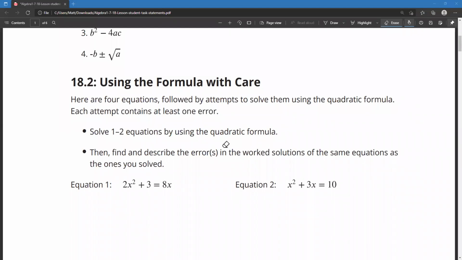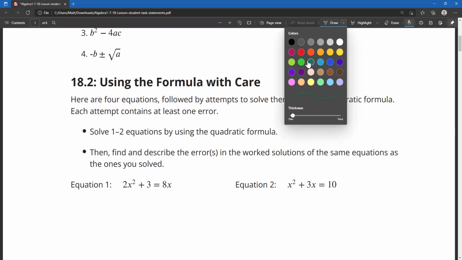This video is for activity 18.2, using the formula with care, quadratic formula, of course. For this activity, they give you 4 equations. They want you to solve 1 or 2 of them. I feel like you should solve all of them to get the practice. There are 4 of them.